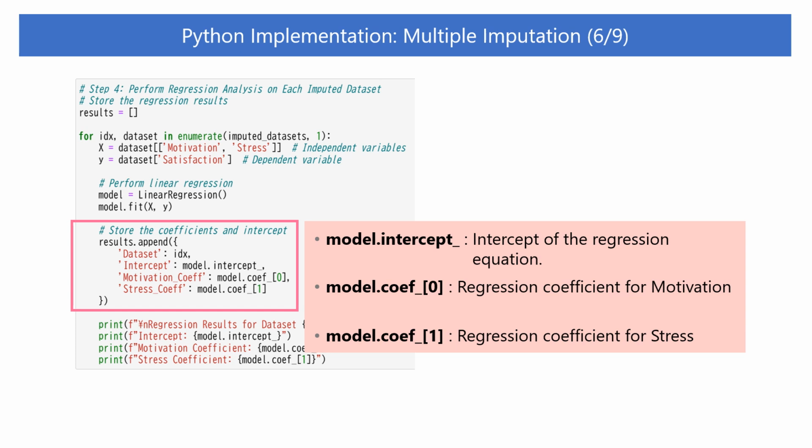model.coef_ gets the regression coefficients corresponding to each independent variable. model.coef_[0] shows the regression coefficient for motivation and shows the effect of motivation on satisfaction. model.coef_[1] shows the regression coefficient for stress and shows the effect that stress has on satisfaction. These results are converted to a dictionary format and added to the results list.